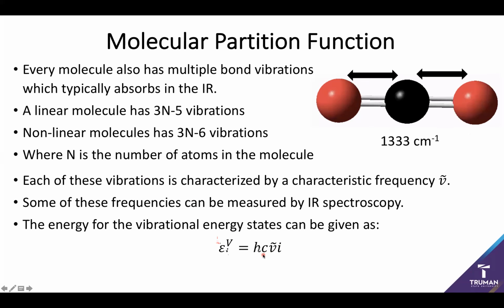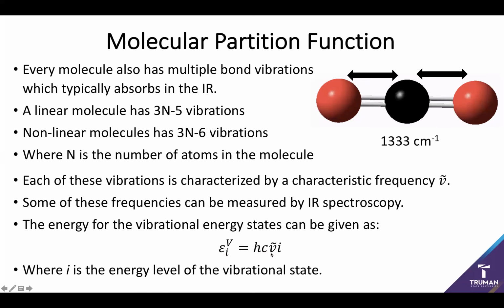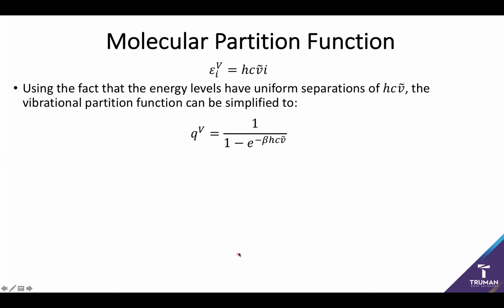However, one of the important things is I also have to build in the energy level. If I'm in the 0th energy level, I'm in the ground state and it works fine. The first energy level has a value of hcv, and the second would have 2hcv, and so on and so forth. So this is actually quite conducive to trying to build up a partition function.